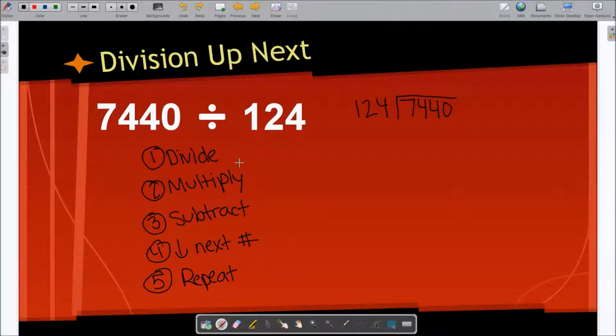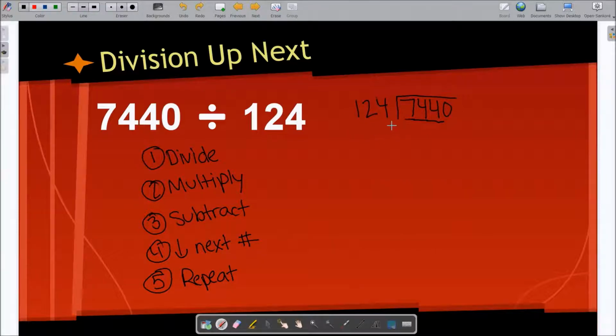So you keep just going through these same steps every single time. Again, the first step, I've got 124. I can't do it into 7. I can't do it into 74. So I have to do it into 744. And I've got to figure out how close I can get.